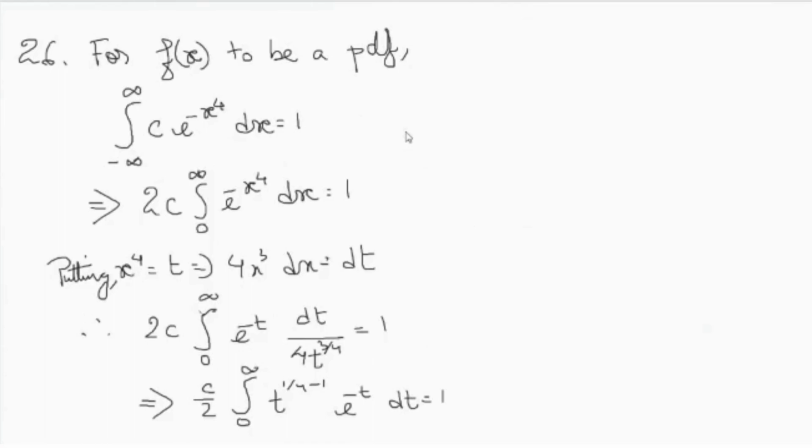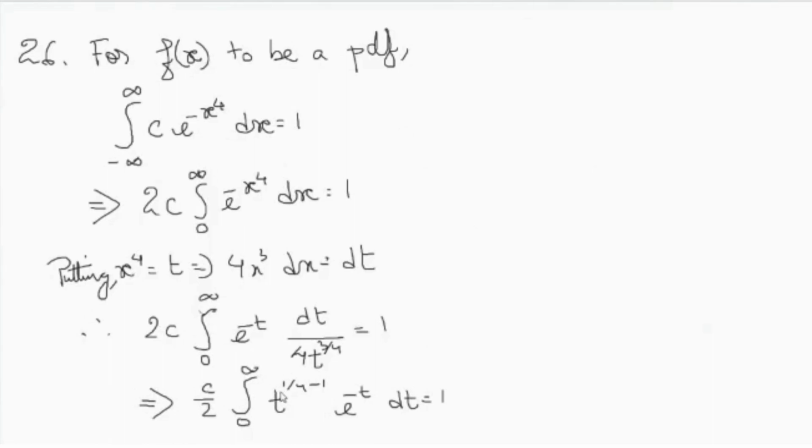Now we substitute x to the power 4 equal to t. So 4x cubed dx is dt. And here it is twice c into e to the power minus t, and dx is obviously dt by 4x cubed, which is dt by 4 into t to the power 3 by 4, which is equal to 1. So this 2 and 4 get cancelled. So it's c by 2 into the integral from 0 to infinity.